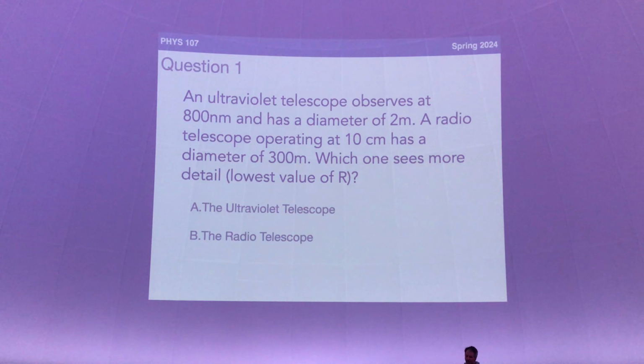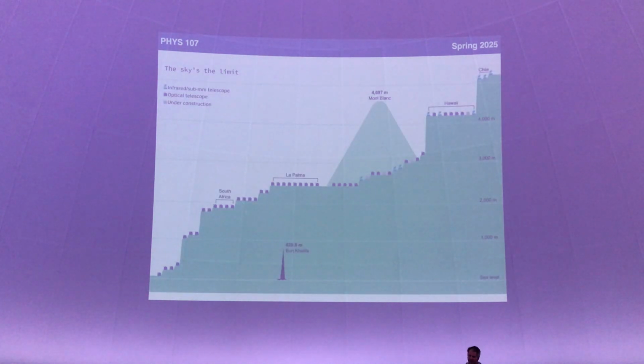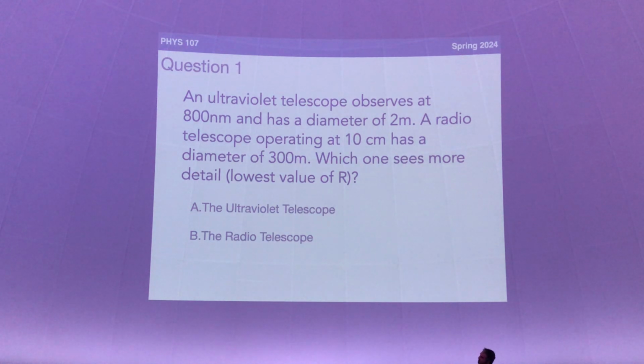So I'll skip this part because we didn't do this as much. And I'll not have this question, or I can explain that. Sorry, I'll explain it briefly, just as an illustration. If you observe at one wavelength and at a diameter of 2, and you have a different telescope that observes at 10 centimeter and at 300, which one of those two telescopes has the lowest number of R? That ends up being the ultraviolet telescope.